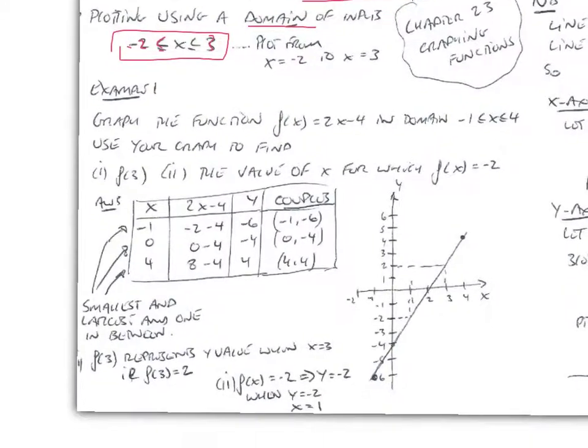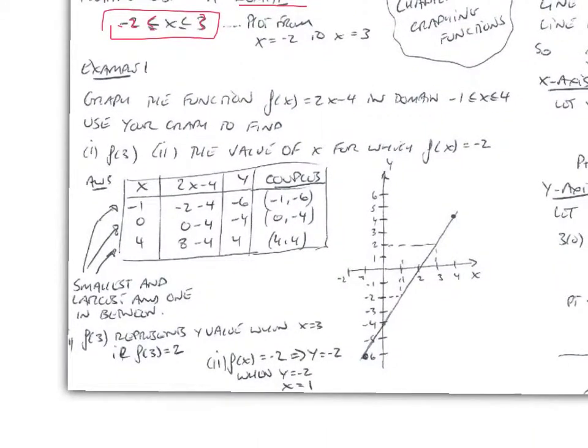Okay. So here's an example. Graph the function f of x equals 2x minus 4 in the domain of inputs minus 1 less than or equal to x less than or equal to 4. And use your graph to find what f of 3 is equal to. So if x is equal to 3, what's the y value? And find the value of x for which f of x is equal to minus 2.